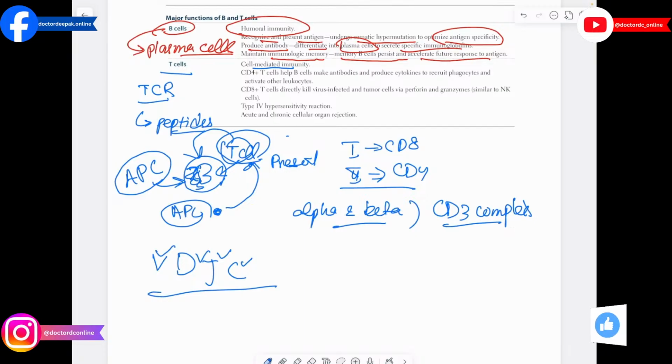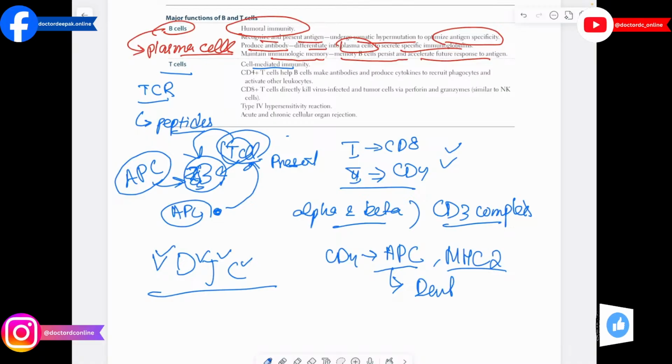They have two key subsets, the CD4 and CD8. CD4 cells produce cytokines, activate other cells and direct the immune response, and CD8 T cells are cytotoxic T cells. They kill virus-infected cells and also tumor cells. The CD4 T cells are activated by antigen presenting cells or MHC class 2. The antigen presenting cells can be dendritic cells, macrophages, and B cells.